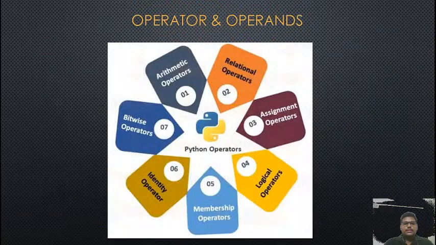Okay. The next step which I have is operators and operands. As you can see over here, we have the option called arithmetic operators, relation operators, assignment, logical, membership, identity, and bitwise. Okay. Now what exactly does this mean? I will explain that as well in detail.